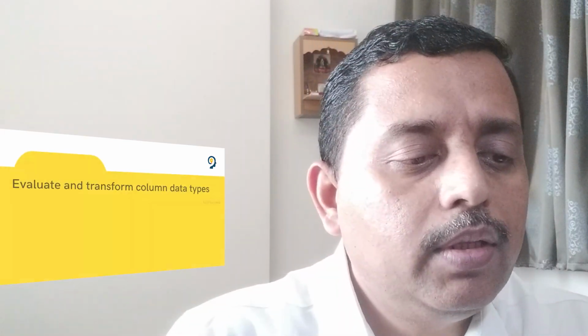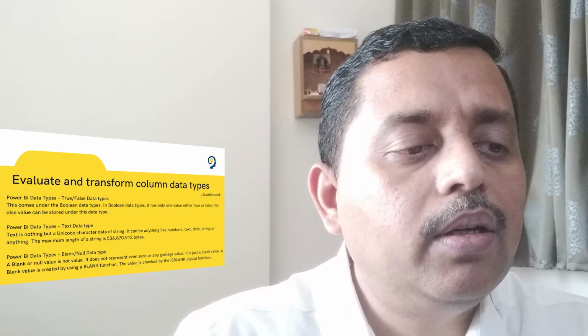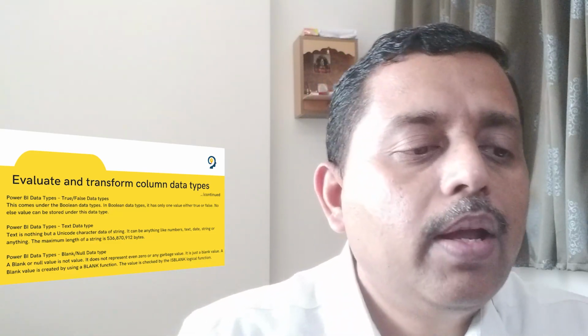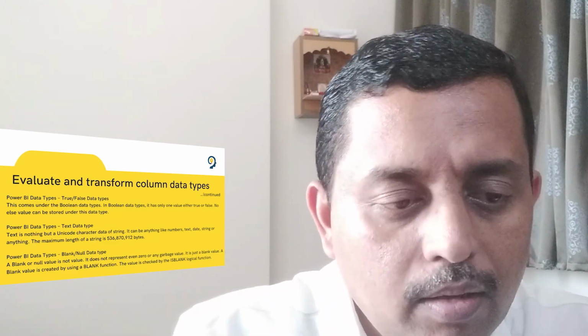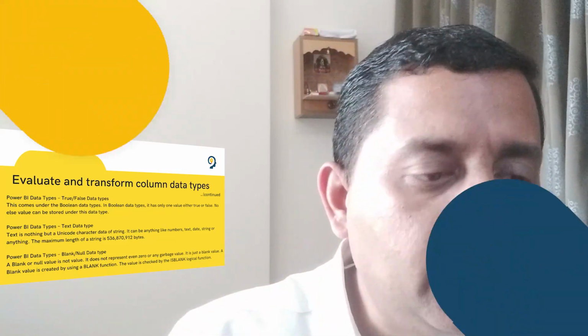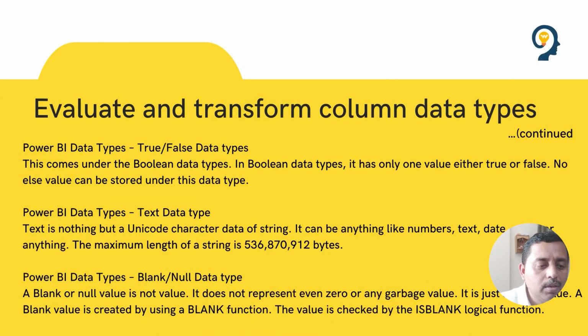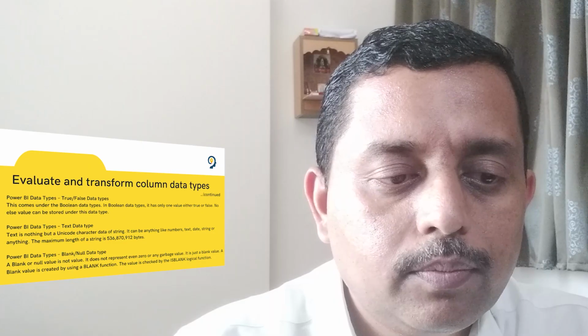Then we have the date time, and then we have the true false type. Text data: text can take a big amount of information within a particular cell. You can see that there's a maximum limit of a string that's in several bytes. And then we have the blank or the null type. These data types apply to different transformations and table structures also.